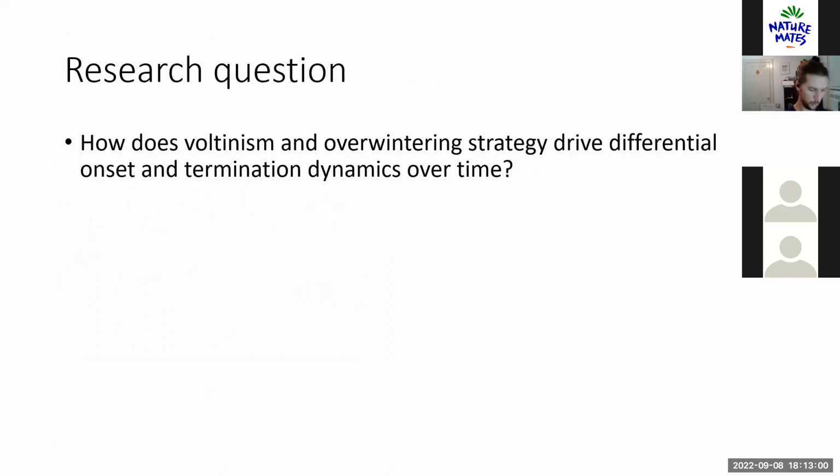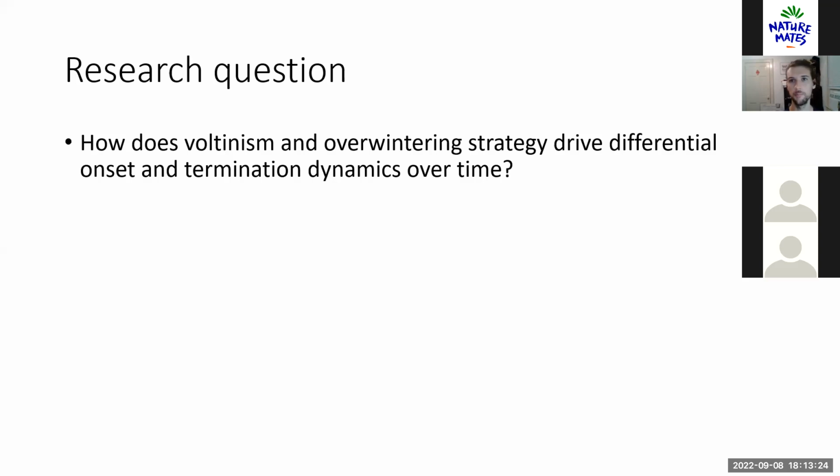And what I wanted to do in this study is, across many years, so a really long time frame, look at how voltinism, that's how many broods a butterfly may have in a season, and the overwintering strategy, how do these traits drive differential onset and termination dynamics over time?